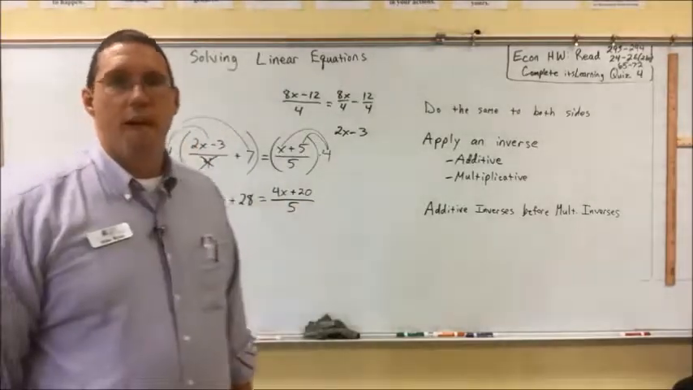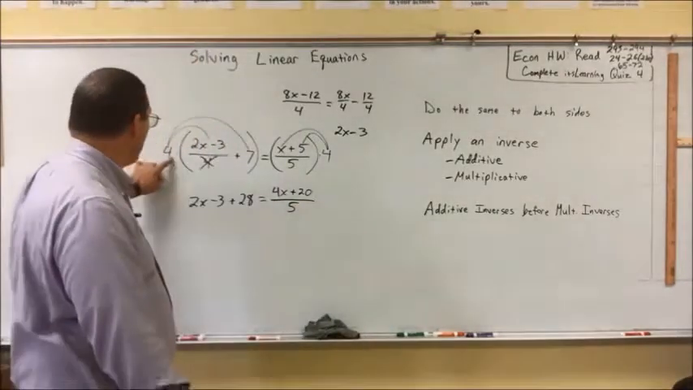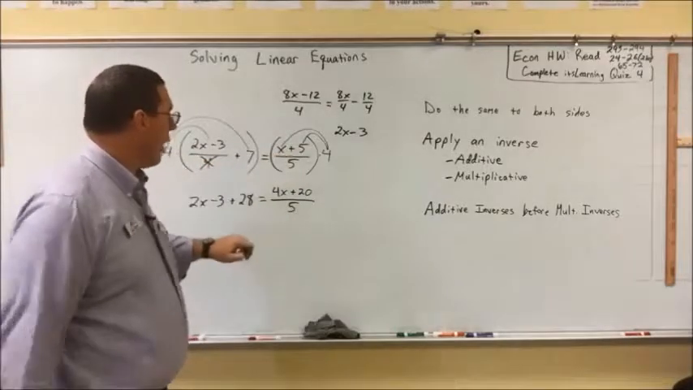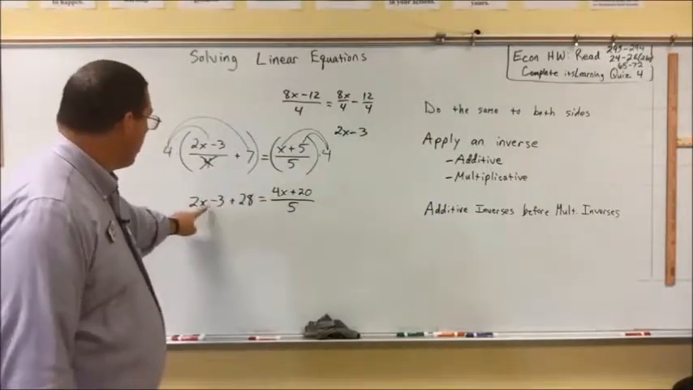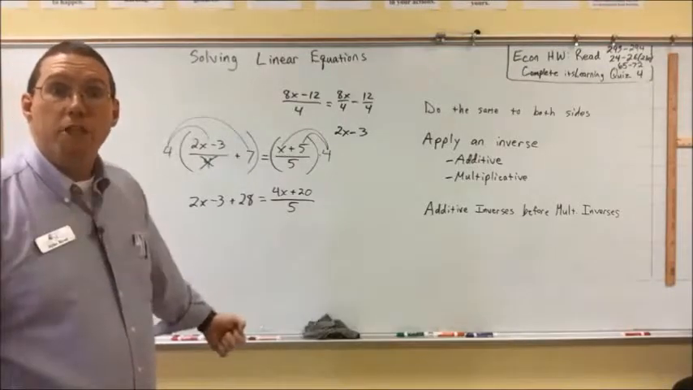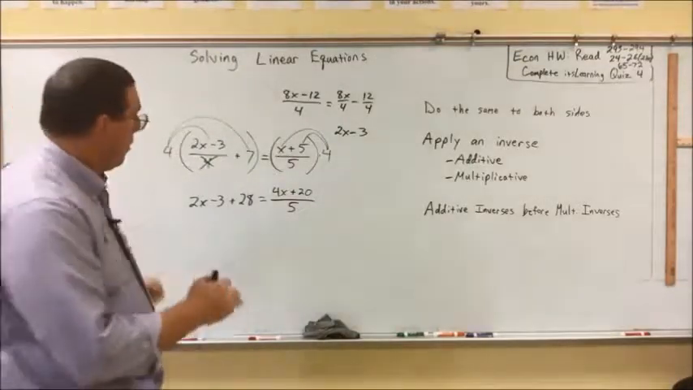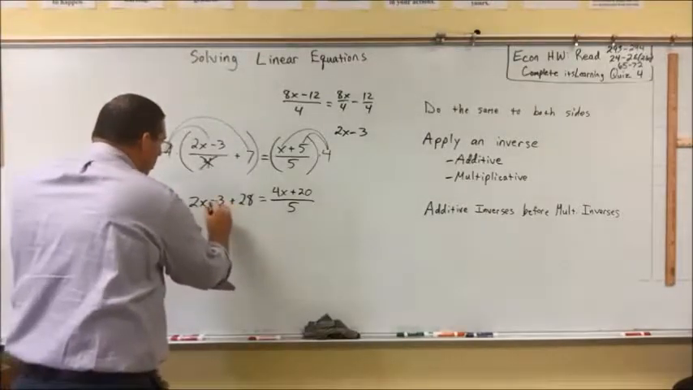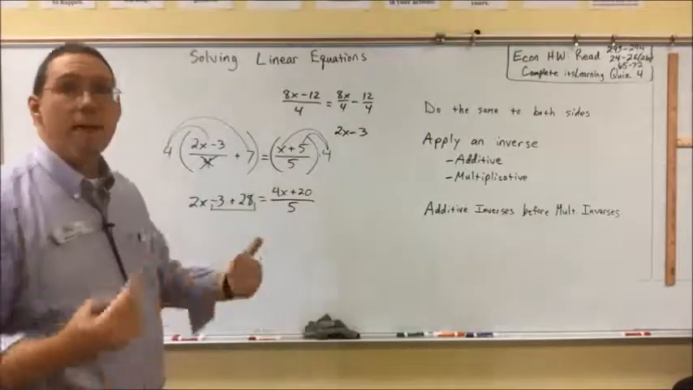So that was our first step. Our first step was multiply 4 times both sides, and what we accomplished here is we got rid of the first one of the denominators. We accomplished something else too. Watch this. See this minus 3 plus 28? These are like terms. They can be combined.